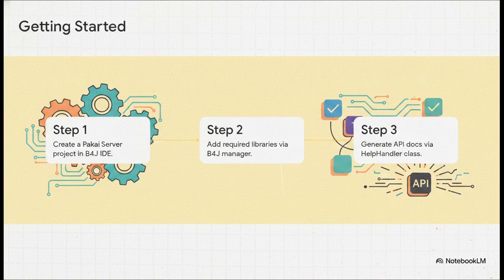Initiating this massive ecosystem is almost shockingly simple. Step 1, select the Pakai server template in your B4J IDE. Step 2, check the boxes for the modules you want in the built-in library manager. Step 3, add the help handler class. Instantly, your server is running with auto-generated docs. It literally cuts the initial project setup time from hours down to just minutes.